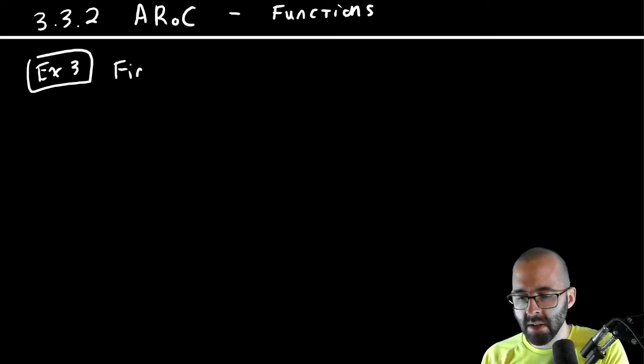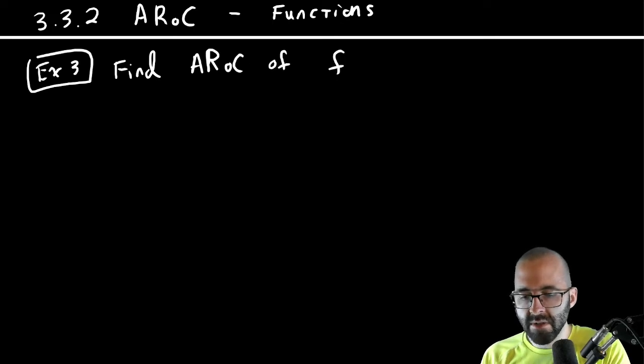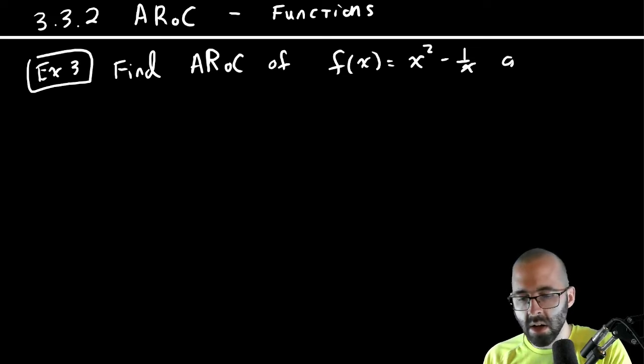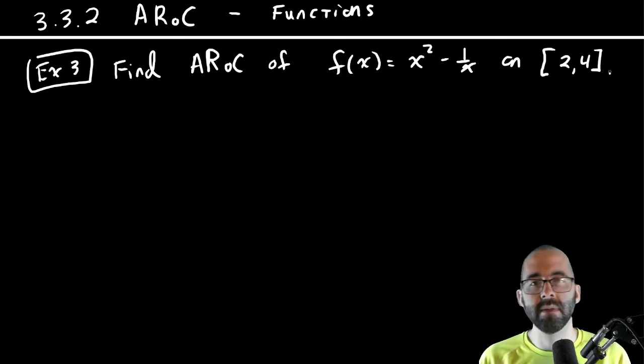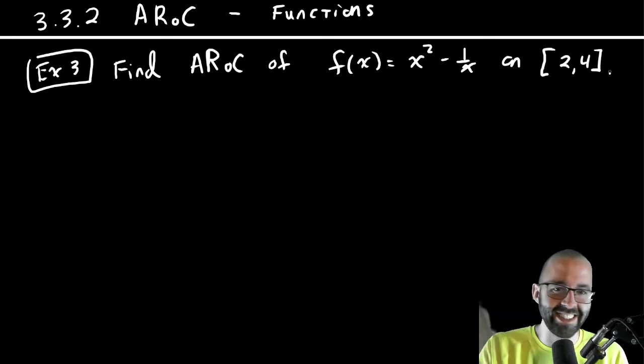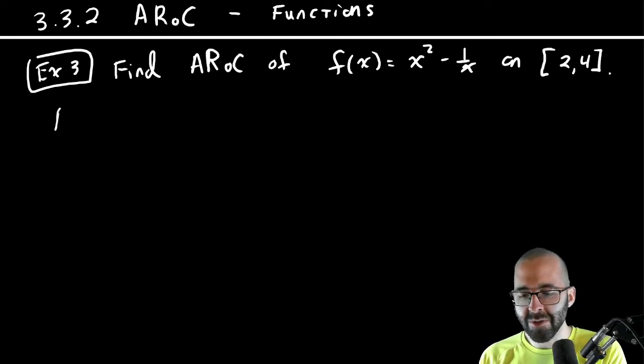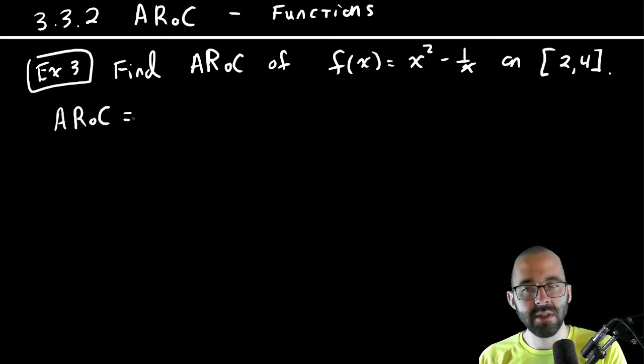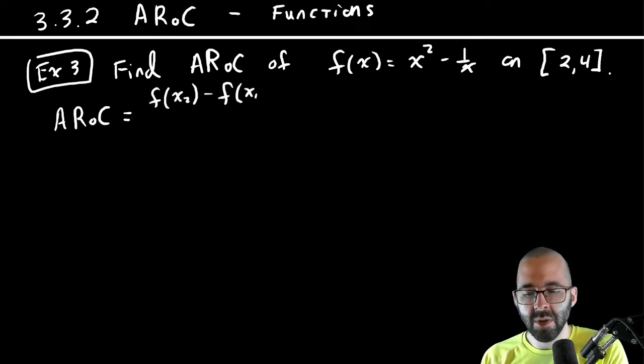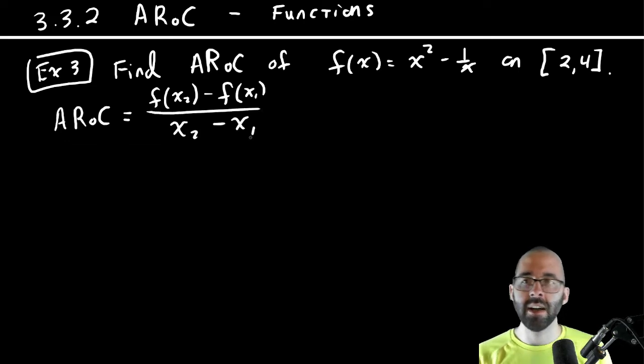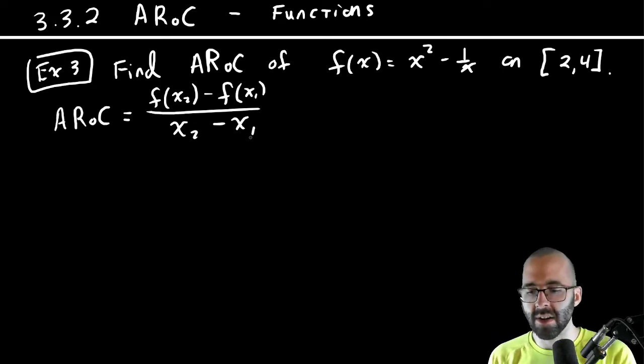Example 3. Find the average rate of change of this function f of x equals x squared minus 1 over x on the interval from positive 2 to positive 4. So we're going to start with our formula. The average rate of change is always going to be f of the second x minus the function value at the first x divided by the second x minus the first x. So now we just have to figure out what all of these things are.